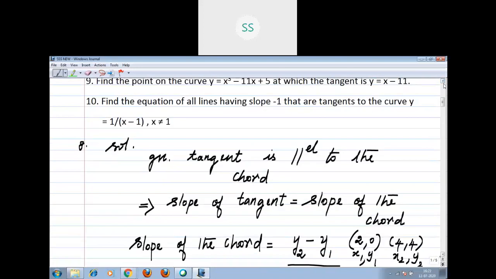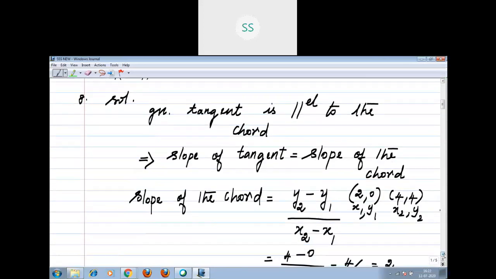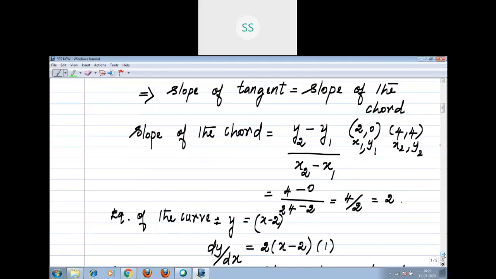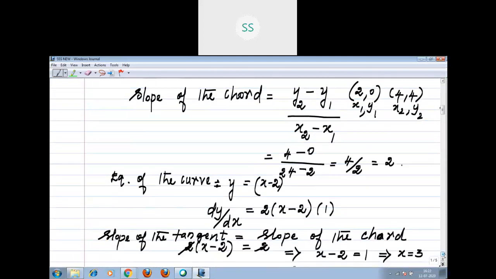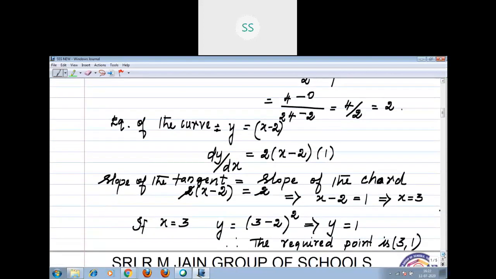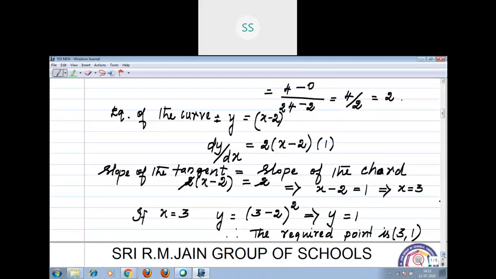In the 8th question, you see, the tangent is parallel to the chord. So the slopes are equal. For the slope of the chord, you use the formula y2 minus y1 divided by x2 minus x1, and using that you find the slope of the chord. The equation of the curve is given as y is equal to x minus 2. You differentiate, then equate both slopes. You arrived at x is equal to 3. Then you substitute in the curve equation and arrive at y is equal to 1. Therefore, the required point is (3, 1).